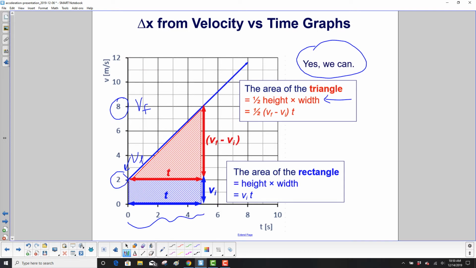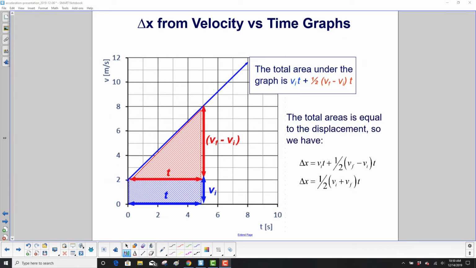Okay, so now how about the rectangle? That's a little simpler. It's the initial velocity here, times the width. Once again, the width is the same value of time. So we have this, and we have this. We now add those two shapes, and the total area under the graph is VIT plus 1/2 (VF minus VI)T. And what does that equal? Well, that equals the displacement.